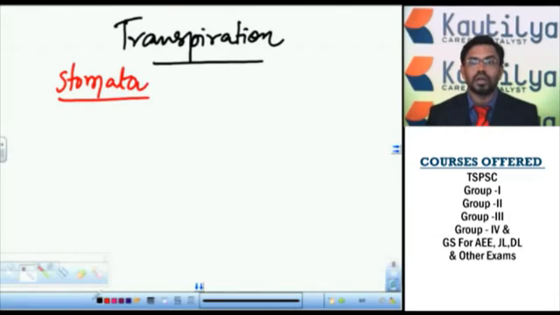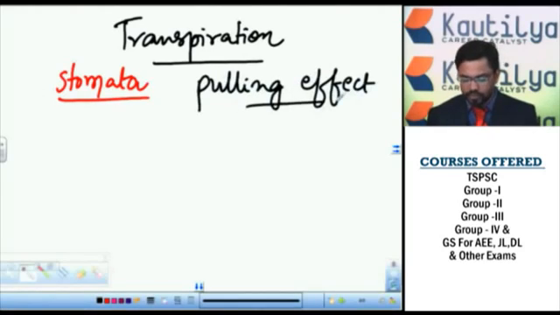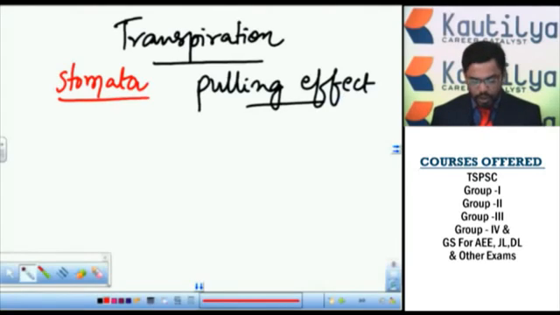Generally, in some very tall plants, the water may reach up to a height of 80 to 100 meters because of this transpiration only. The transpiration creates a pulling effect, thereby the water and other minerals can move upwards in the plant. So the transpiration takes place through the adjustable pores called stomata.